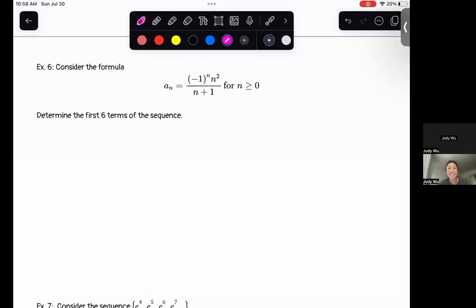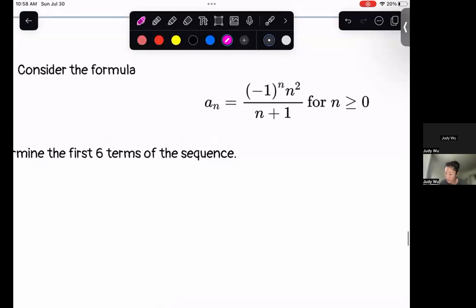Hi folks, welcome back to the last video in 11.1, sequences and notation. As I mentioned in part 3, we're taking a look at just some different kinds of examples to show us really how broad the idea of sequences is, but that the same process will help us with all kinds of sequences. So consider this formula.